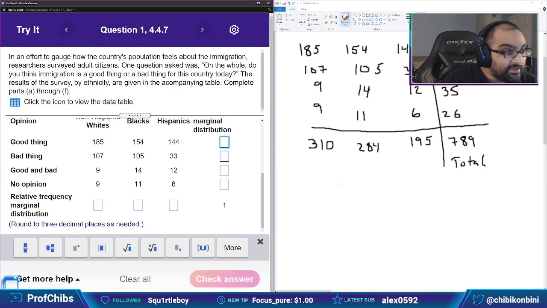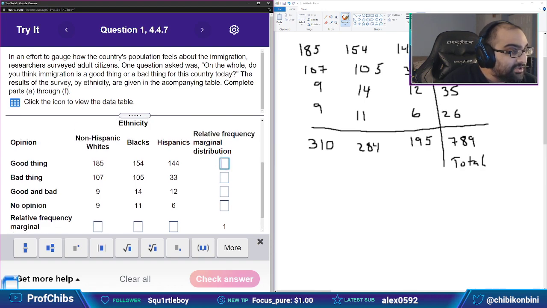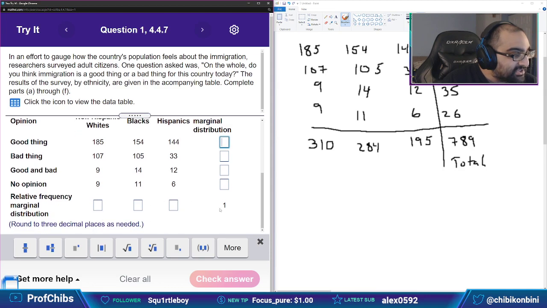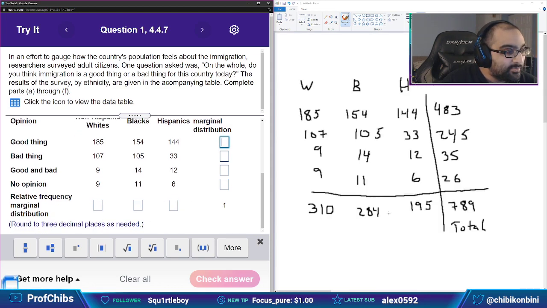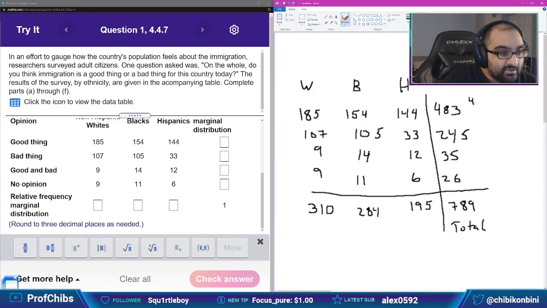All right, guys, let's take a good look here. It says, find the relative frequency marginal distribution. Now, in order for us to do this part, if we're going to fill in each box, notice that they all have to equal 1 at the end of the day, or 100%. This is purely on the calculator. Notice that the total here is 483. Remember, that's 483 out of 789. So this is what we want to do on the calculator. Same out here, we want to do 245 out of 789.